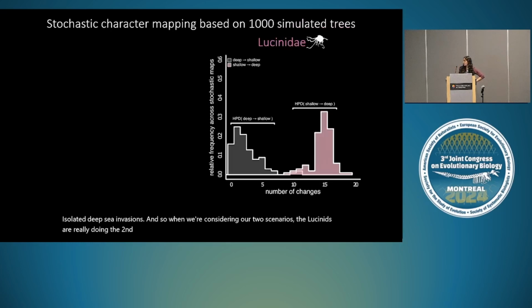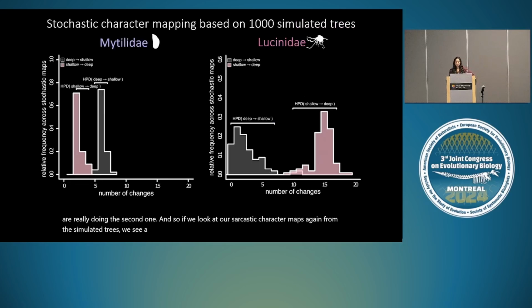And so if we look at our stochastic character maps, again from the simulated trees, we see a lot more transitions from shallow to deep, so a lot more of the pinks in the lucinids than we do in the Mytilids. These are to scale over here, so you can just see that there's, what is it, yeah, 15 transitions versus 2.